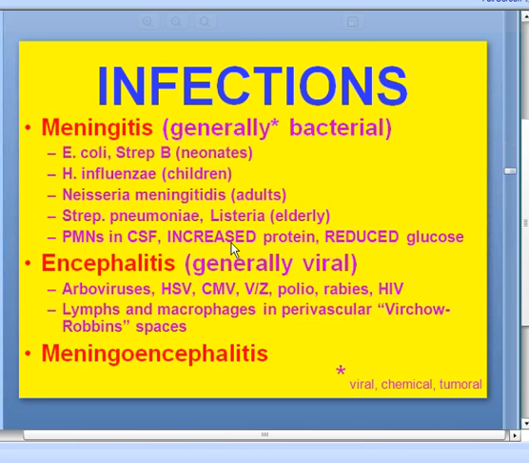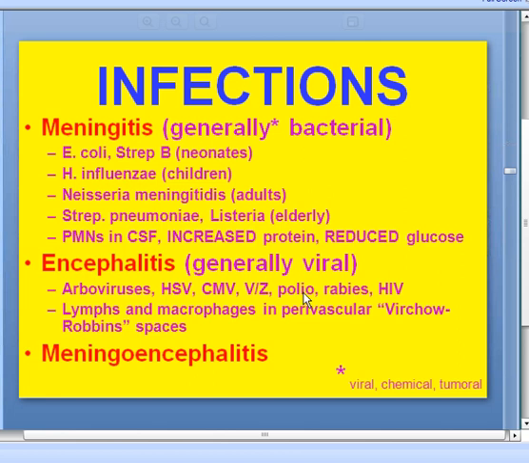Now, the encephalitides, or the encephalitis, are generally viral. And they're generally arthropod-borne, the most common type, so-called arboviruses. Herpes simplex is very, very common. CMV, or cytomegalovirus, also in the herpes family, also very common. Varicella zoster, also in the herpes family, very, very common. So if you were to want to lump these together, you could say the arboviruses are the most common, and the herpes family viruses are the second most common.